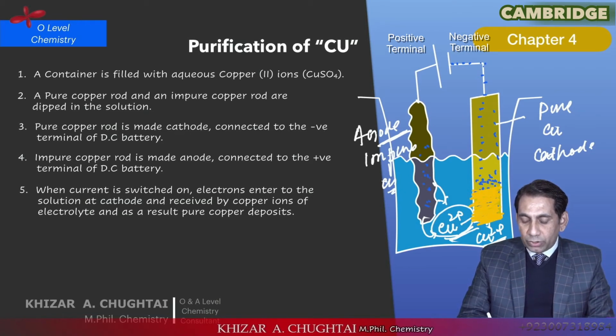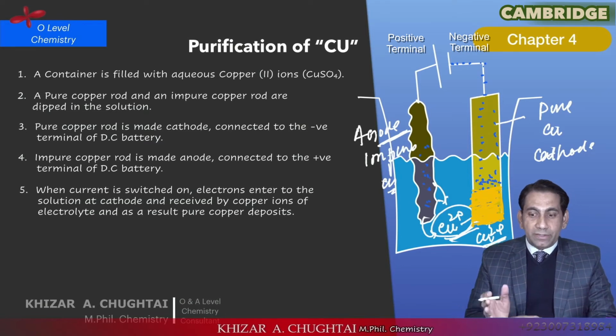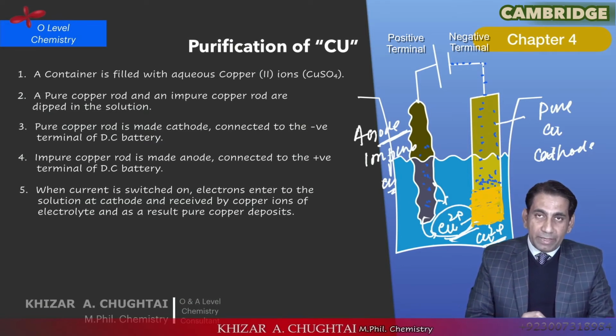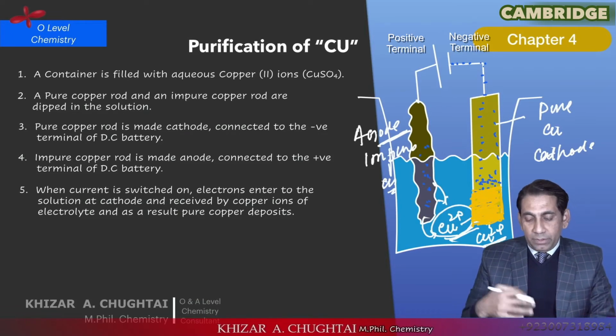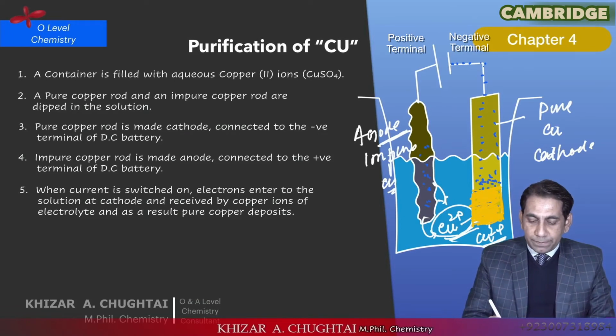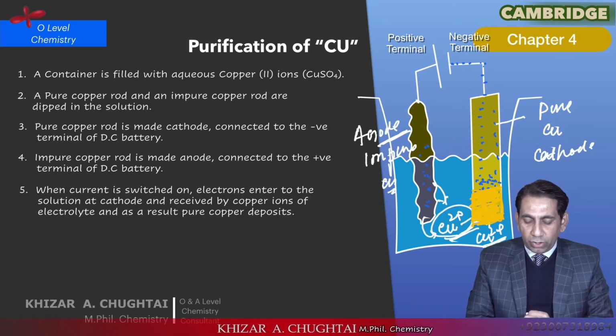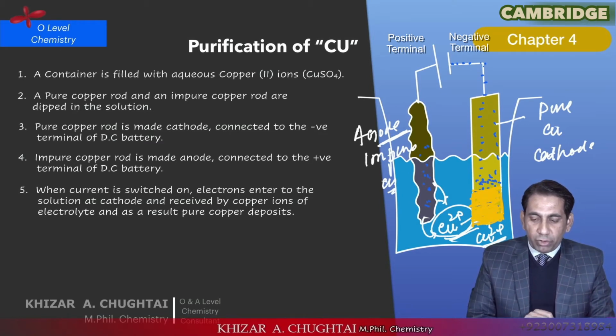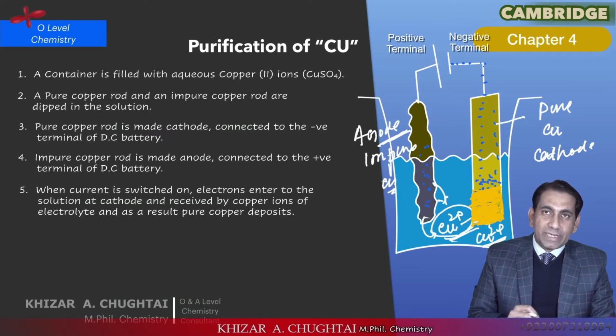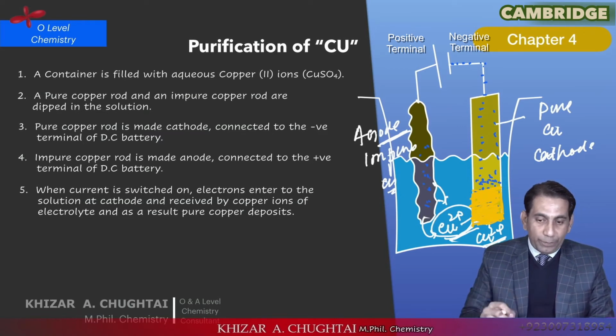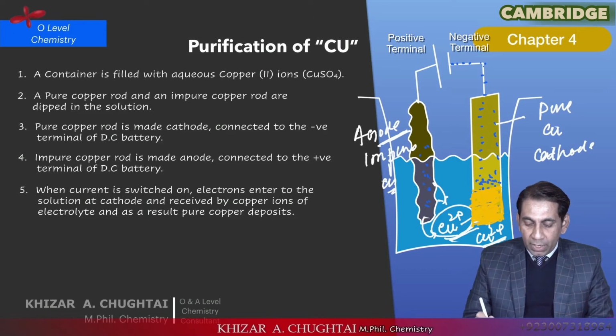The mass of the cathode is going to increase with the passage of time. And simultaneously, the copper present in the impure rod will start to jump into the aqueous medium in the form of copper 2 positive ions to compensate the concentration of copper ions that has been lost.